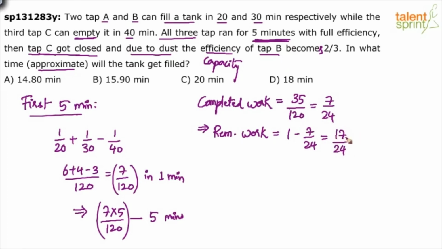Now, who will do this 17 by 24 of the work? Only A and B, because tap C got closed after 5 minutes. And also, the efficiency or the capacity of B becomes 2 by 3. Remember, we have learned that capacity and time are inversely proportional to each other. So if capacity becomes 2 by 3, time will become 3 by 2.